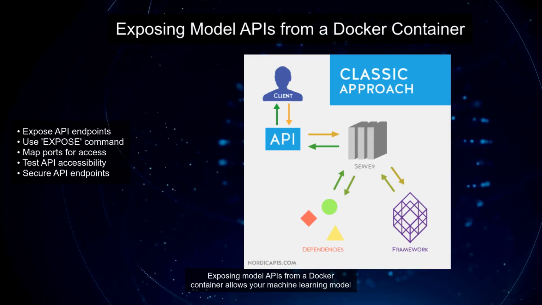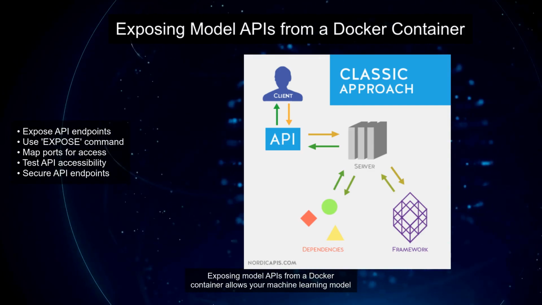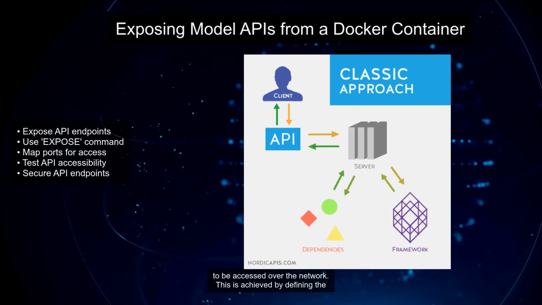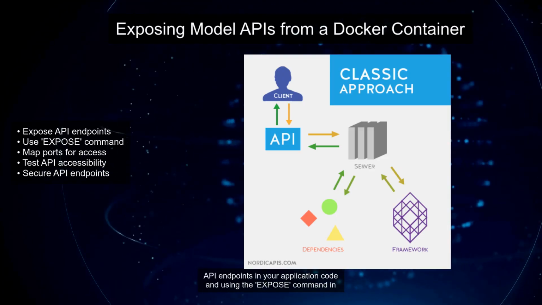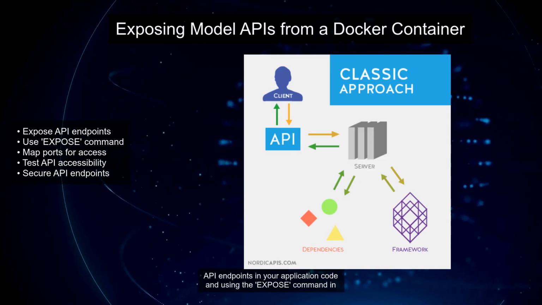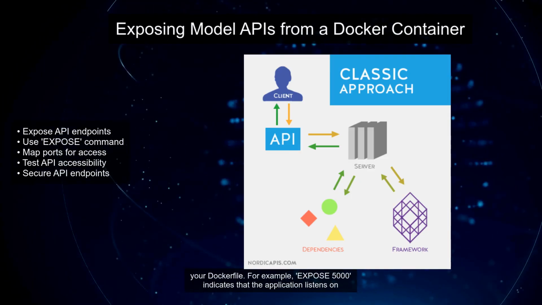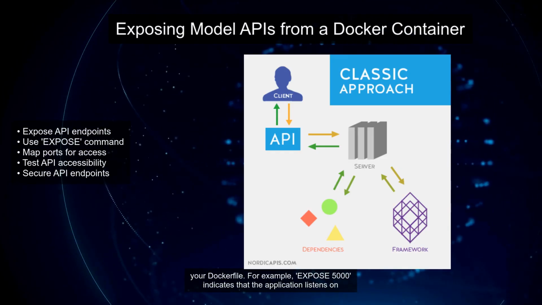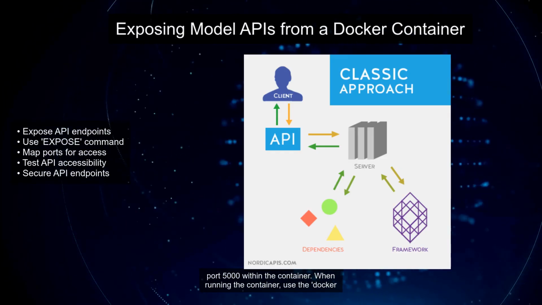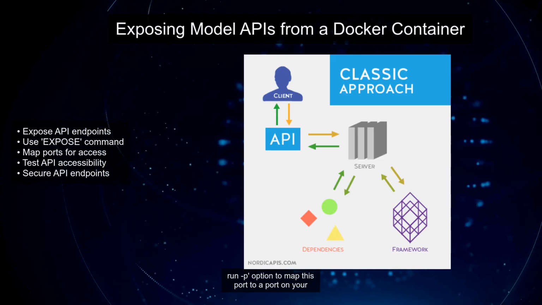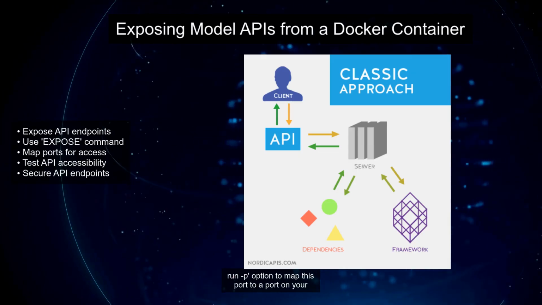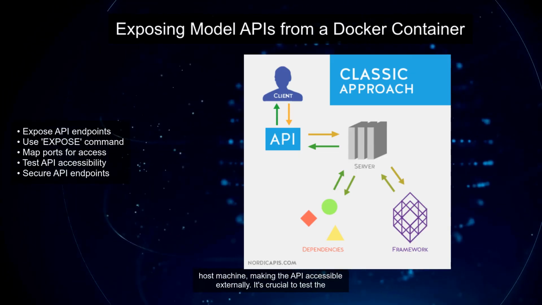Exposing model APIs from a Docker container allows your machine learning model to be accessed over the network. This is achieved by defining the API endpoints in your application code and using the EXPOSE command in your Dockerfile. For example, EXPOSE 5000 indicates that the application listens on port 5000 within the container. When running the container, use the docker run -p option to map this port to a port on your host machine, making the API accessible externally.